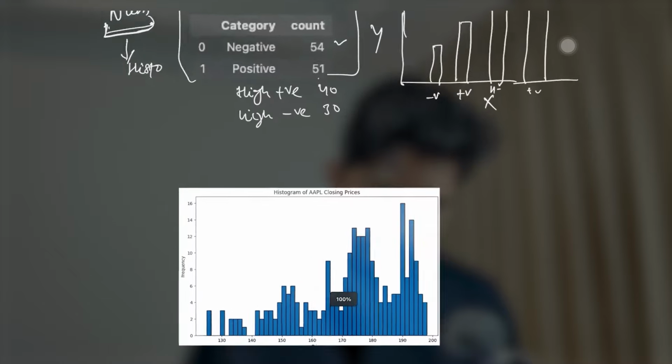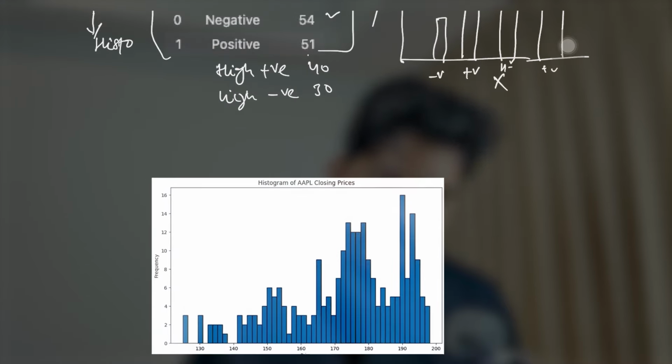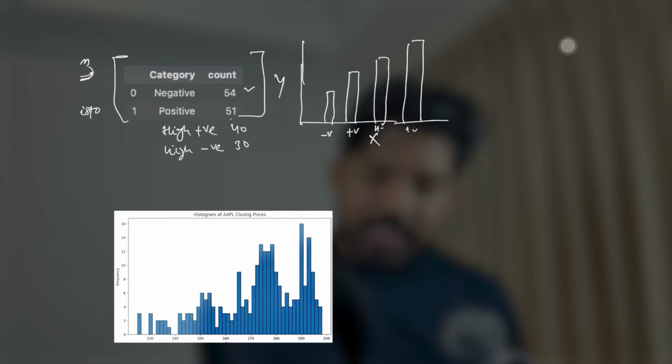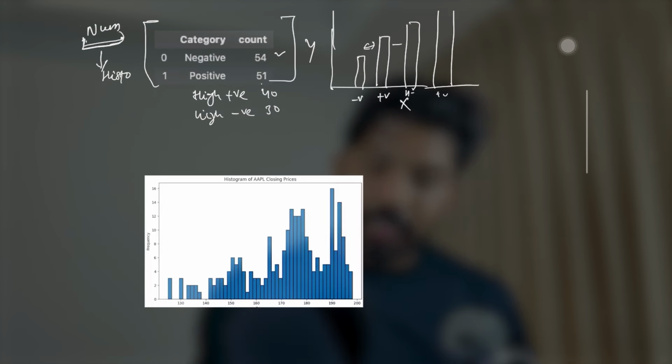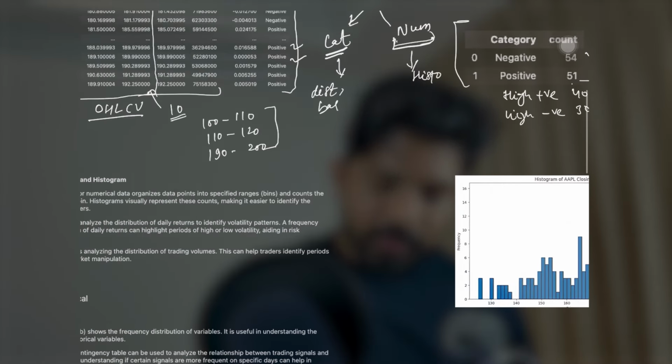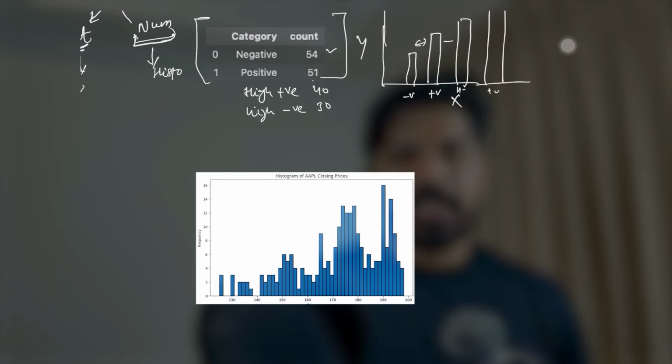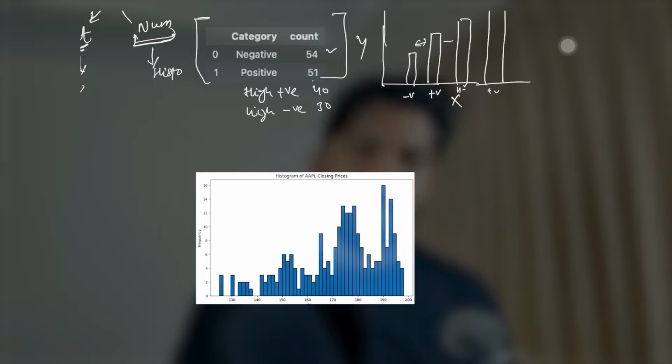This is a histogram, right? You can see here the difference between a histogram and a bar chart is that in a bar chart the bars are not attached, but in a histogram they are attached, very close. And why? Because we had the ranges, one ending at 110 and the next starting at 110. That's why all these bars are attached. So that's the basic difference between the bar chart and the histogram.